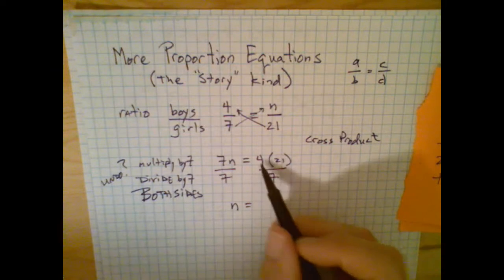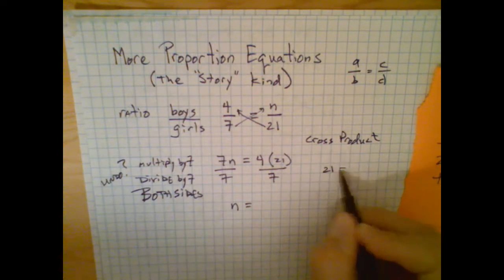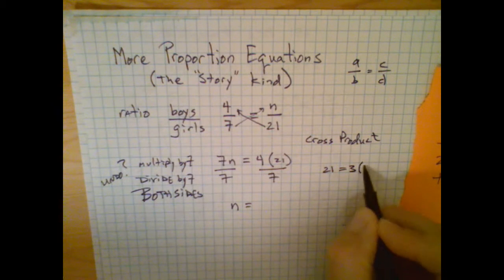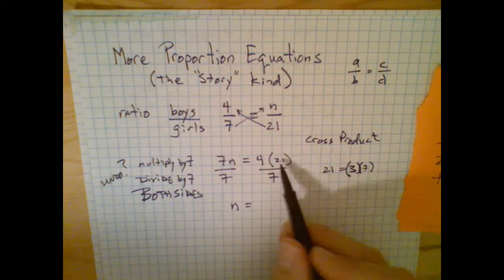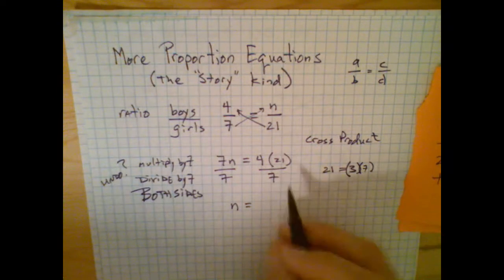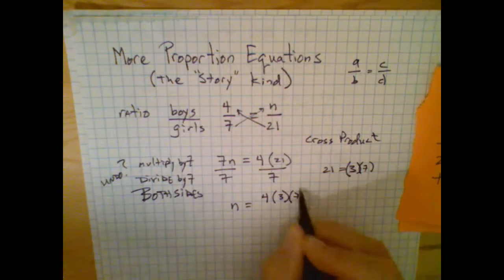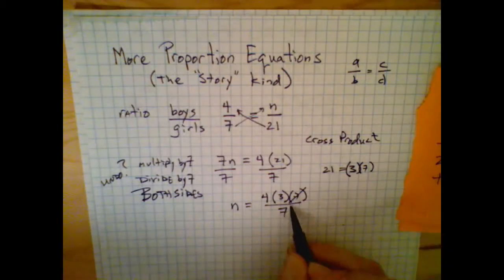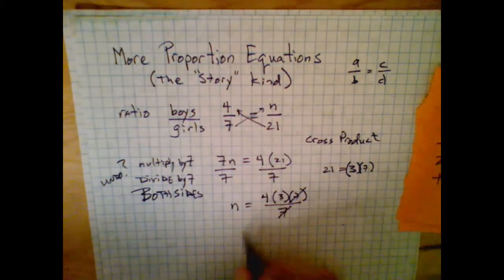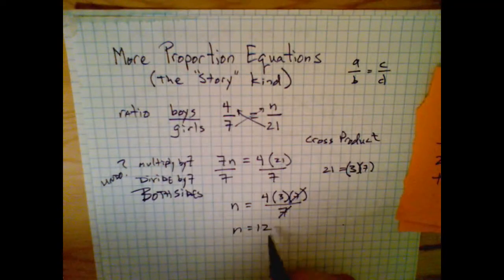And now here I've got 4 times 21 divided by 7. Well, isn't 21 equal to 3 times 7? I'll put them both in parentheses. So I'm going to swap out 21 for 3 times 7 because I've got a 7 on the bottom. So 4 times 3 times 7 over 7. And oh, happy day, those will cancel out. I have n is equal to 4 times 3, or 12.